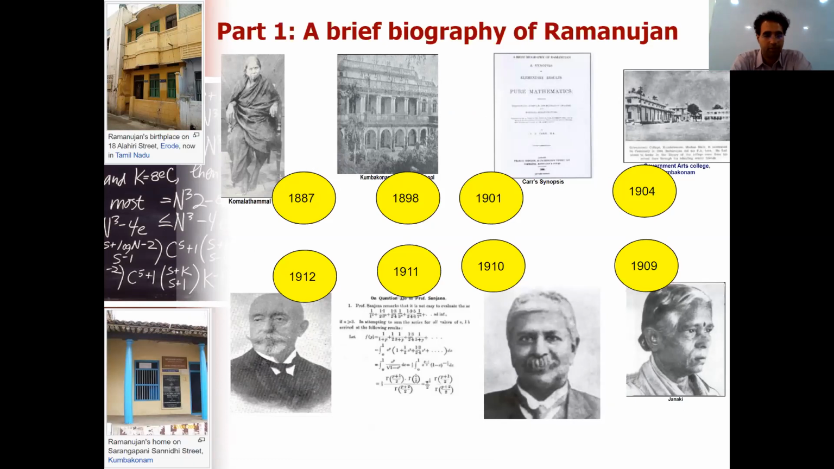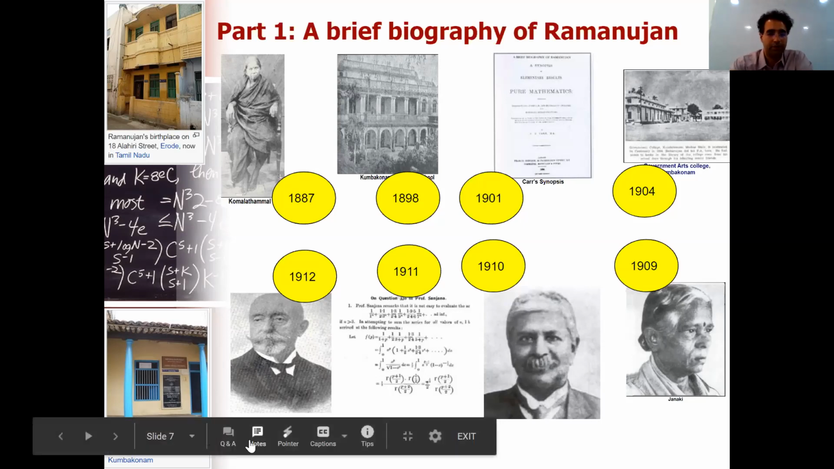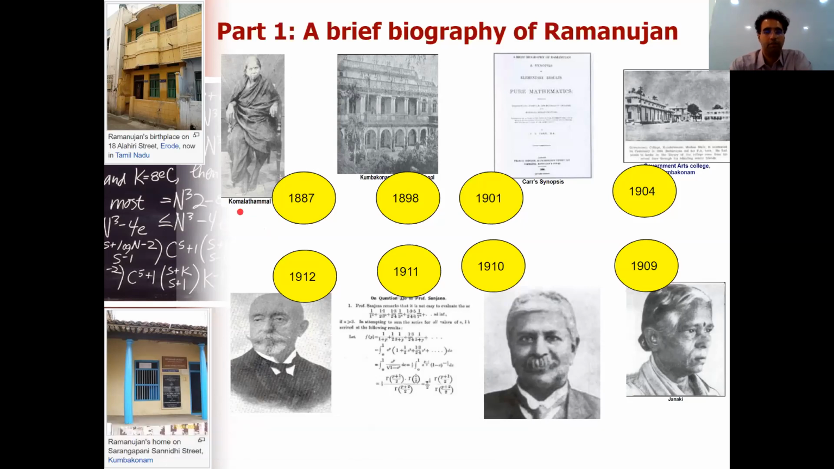And then at the bottom left, you see the house in which he lived in his school days, along with his parents. This was in Kumbakonam. We have shown some of the images there. Here you have Mrs. Komala Tammal, who was his mother. Ramanujan was born on December 22nd, 1887. And then he went to school in Kumbakonam Town High School.